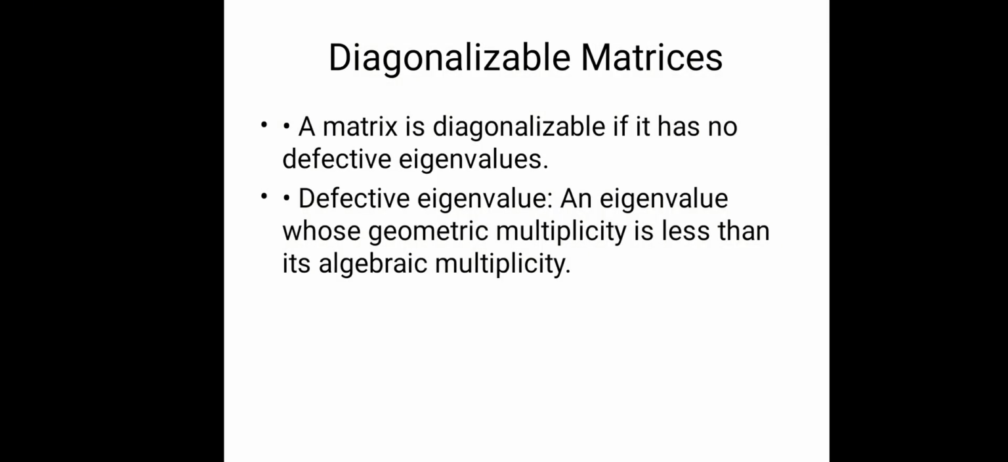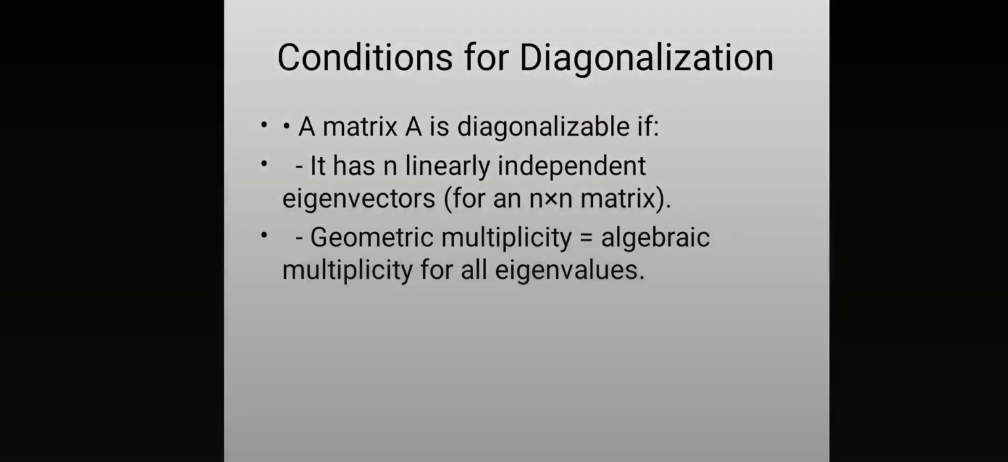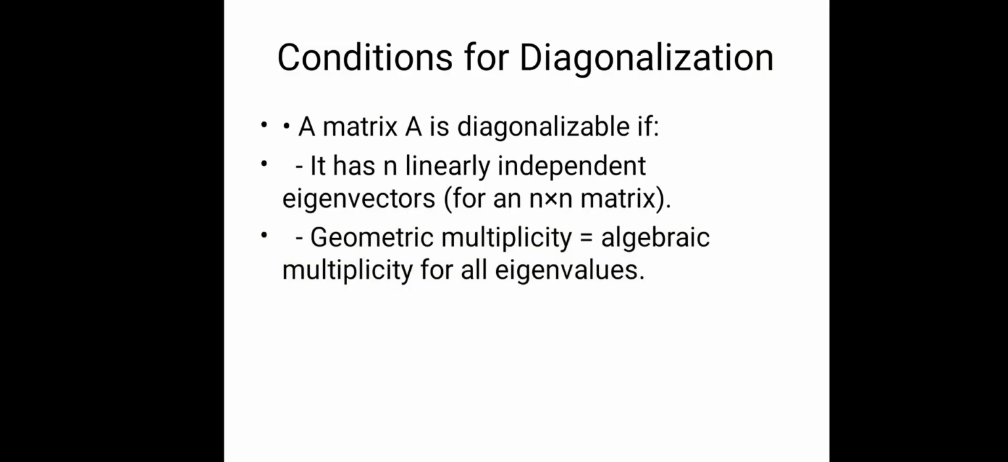Next is the condition for diagonalization. So what ensures a matrix can be diagonalized? The key condition is that the matrix must have n linearly independent eigenvectors for an n by n matrix. In other words, the geometric multiplicity of each eigenvalue must equal its algebraic multiplicity.